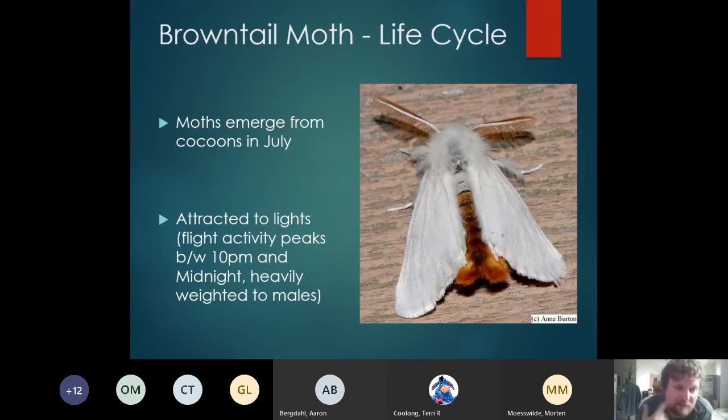Also, stuff like bug zappers kill a lot of beneficial insects that might be attacking browntail moth. A lot of parasitic wasps come to lights. So it's just a good idea to keep your lights off at night in the summer, especially in that July to August range.